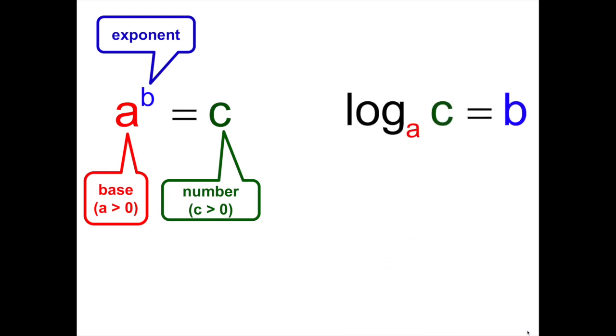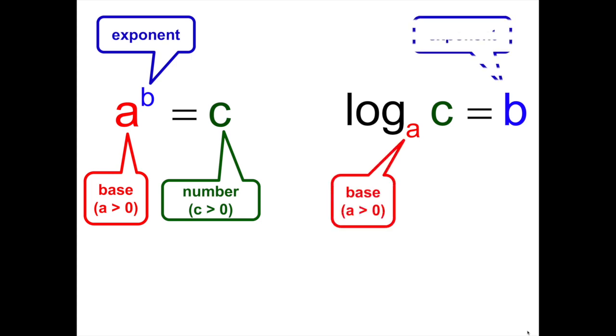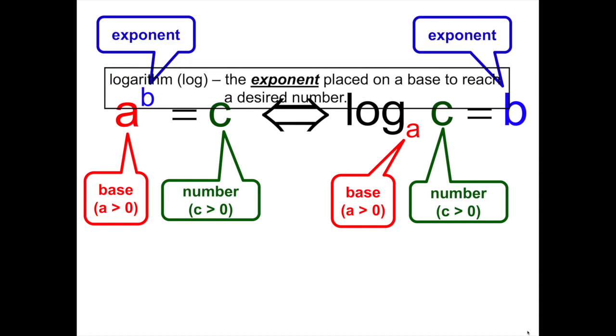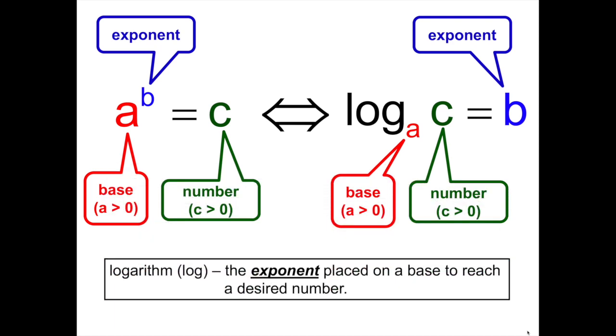Over here, we have the log base a of c is equal to b, where a again is the base, b is again the exponent, and c is a number. And we need to know that these two representations are equivalent to each other. They mean the same thing. The definition of a logarithm is the exponent placed on a base to reach a desired number. So it's the exponent placed on this base to reach this desired number.